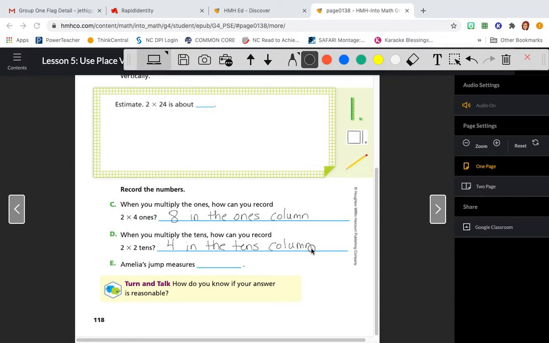Amelia's jump measures, we came up with earlier, 48 inches. 48 inches. All right, let's move to page 119. We're going to do step it out together.